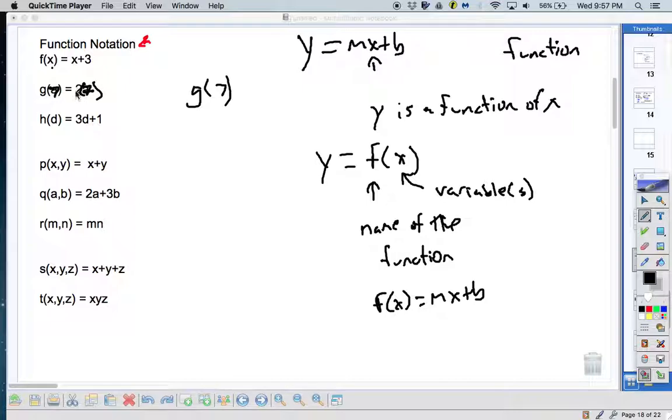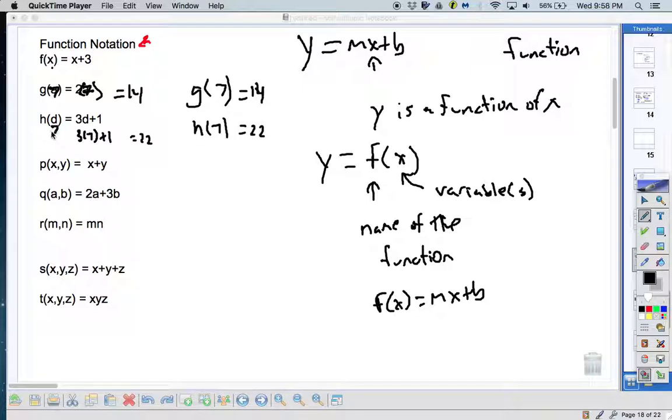So this function said 2 times some number a, so we know the number is now 7, so you're going to do 2 times 7, which is, of course, 14. If I said go find h of 7, that means go look at function h, which is here, and put 7 in there. So that d is now a 7, so this would be 3 times 7 plus 1. 3 times 7 is 21, plus 1 is 22. So h of 7 was 22, whereas g of 7 was only 14.